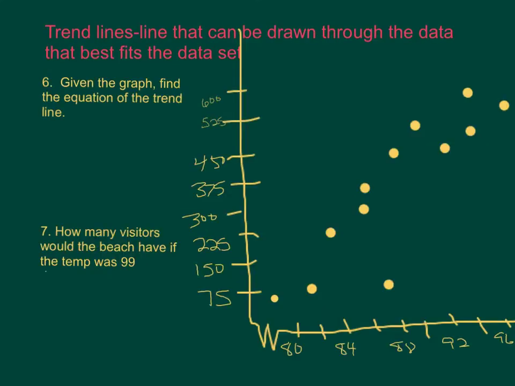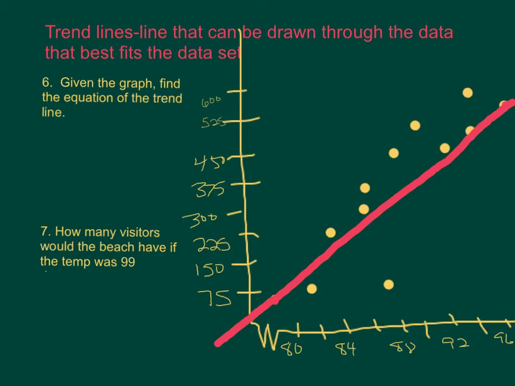Last slide, trend lines. The lines that can be drawn through the data that best fit the set. Number 6, given the graph, find the equation of the trend line. So we're going to draw a straight line. This is a lot of points, but we're just going to pick 2 points and draw a line between the 2 points. I like to pick the first and the last. So I'm going to pick this dot and this one, and draw a line through them. Then I'm going to create my equation.